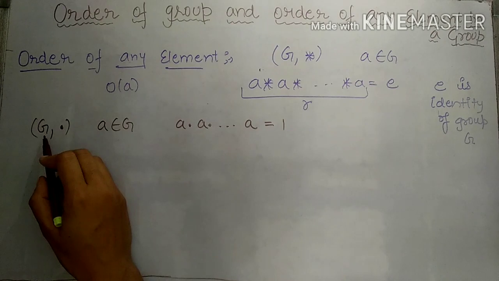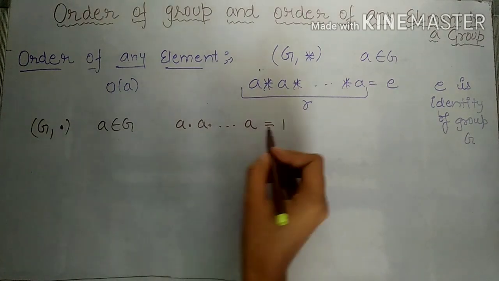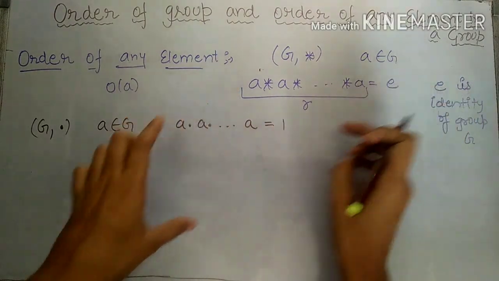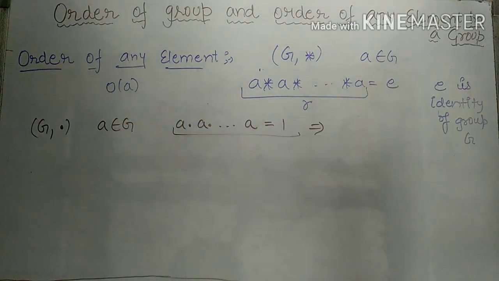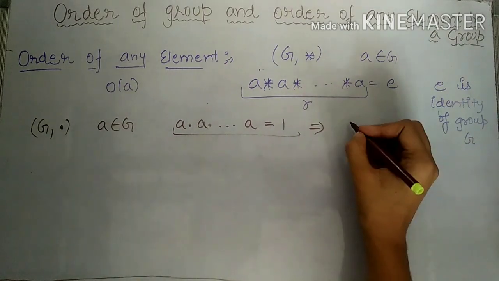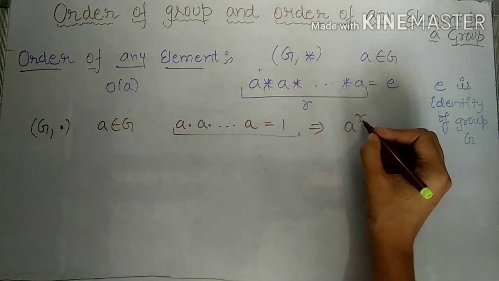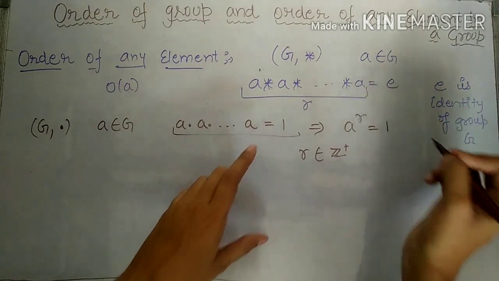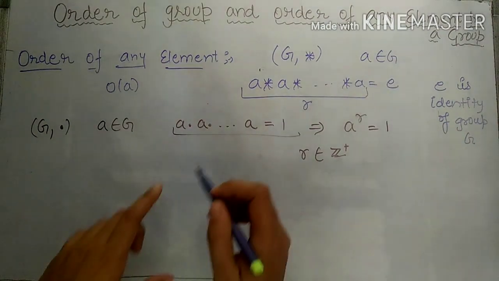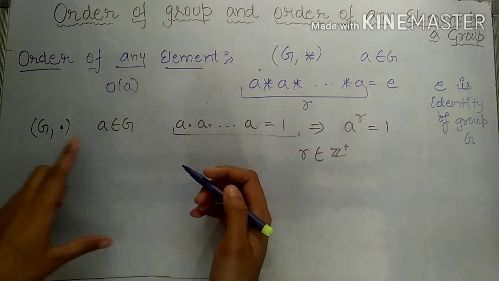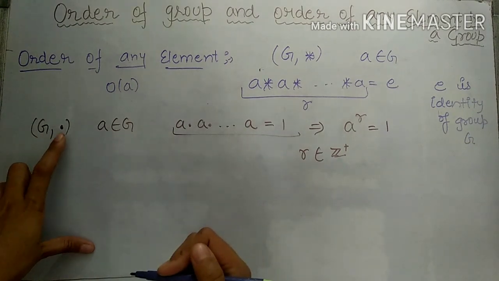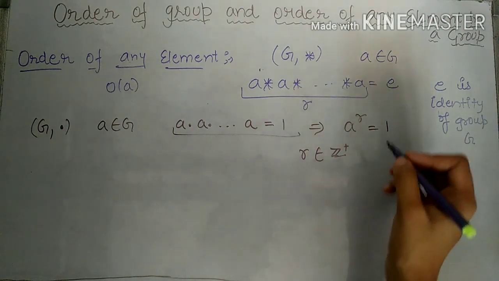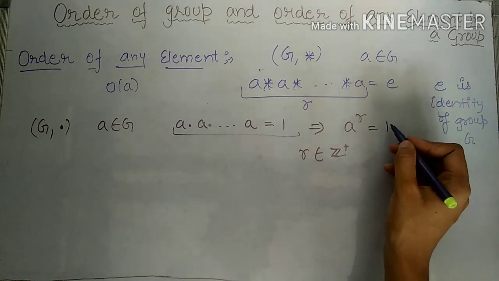We know G is a group under operation of multiplication. So 1 is identity of group G. So here this term can be written like this. And it can be written like this, A raised to power R, where R is some positive integer, is equal to 1. So if we are to define order of any element in a group G with a binary operation of multiplication, then it will be the least positive integer R such that A raised to power R is equal to 1.